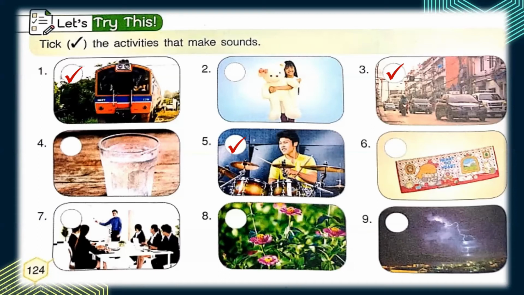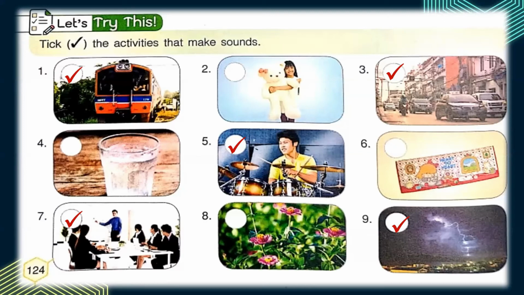Number 7, a person is talking in front of other people. Is it a tick or not? Of course, it is a tick. And for number 8, flowers. Do flowers make sound? No. Flowers do not make sound. And for number 9, thunder and lightning. Does it make sound? Yes, it can produce sound.